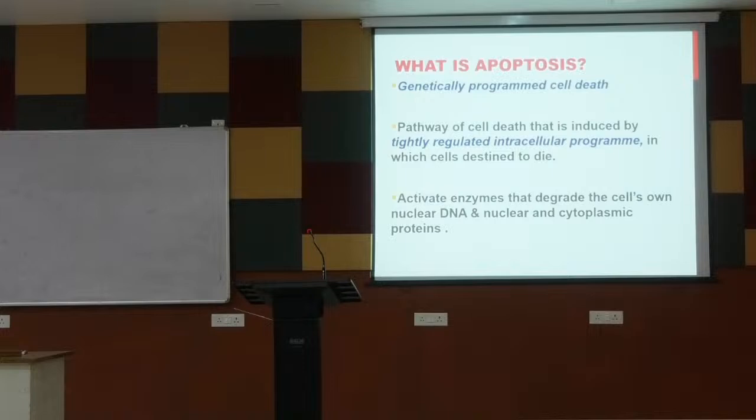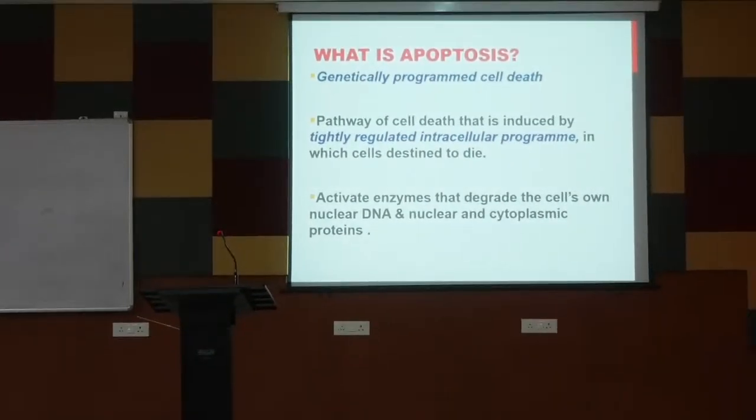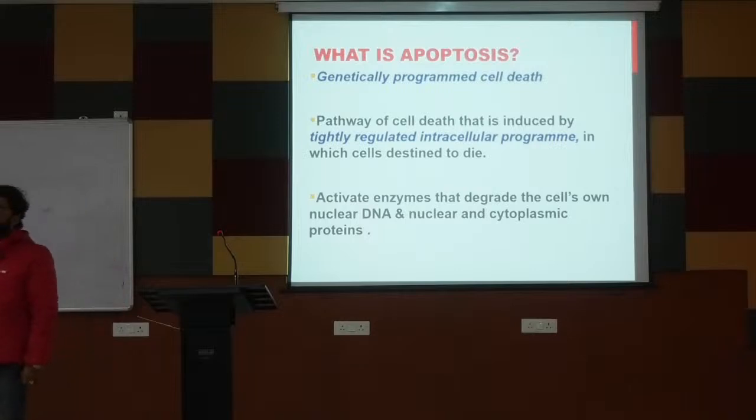Mostly this process is irreversible, though it also occurs in some pathological conditions. Apoptosis is genetically programmed cell death. The genetics determines whether the cell is going to die or not, but in some instances that could be pathological. So this is tightly controlled and in coordination with the surrounding tissue.